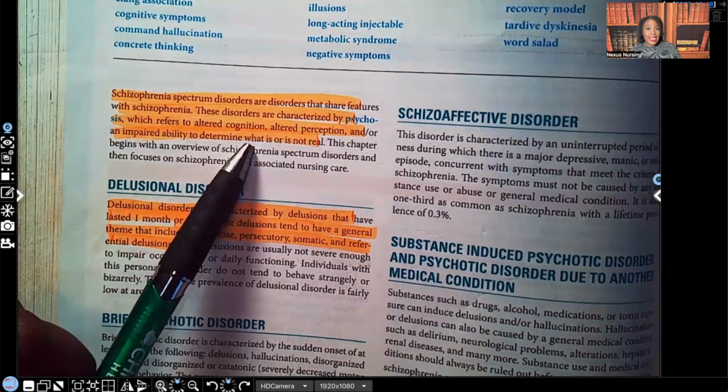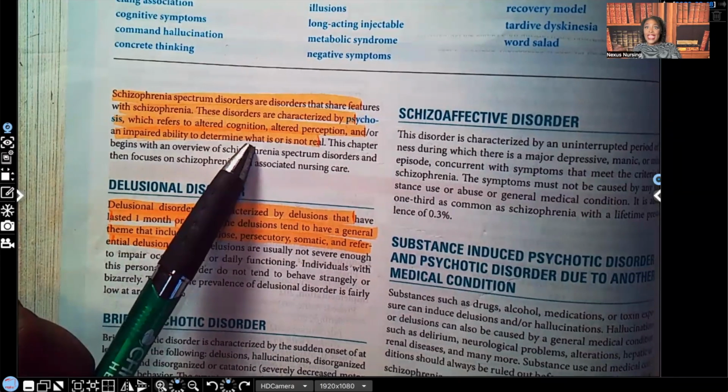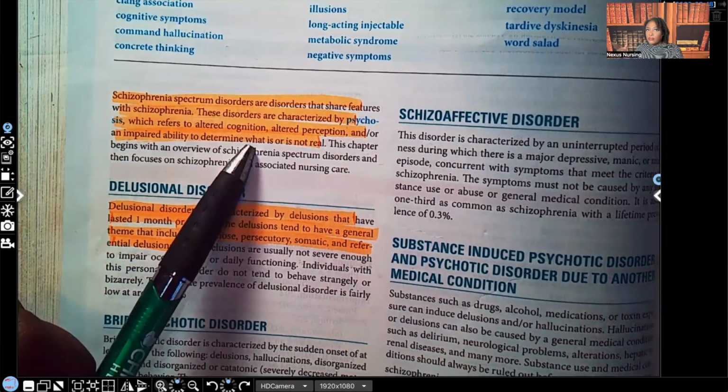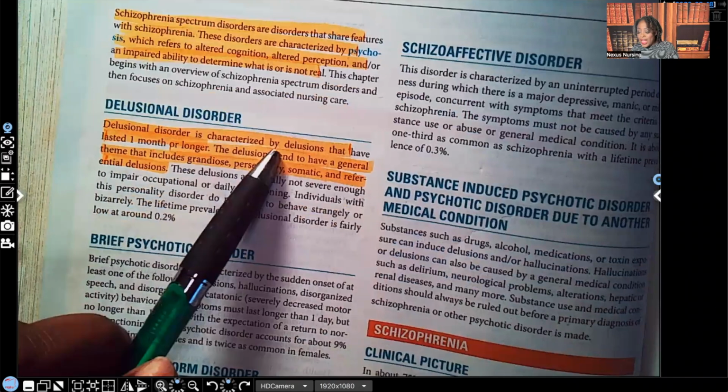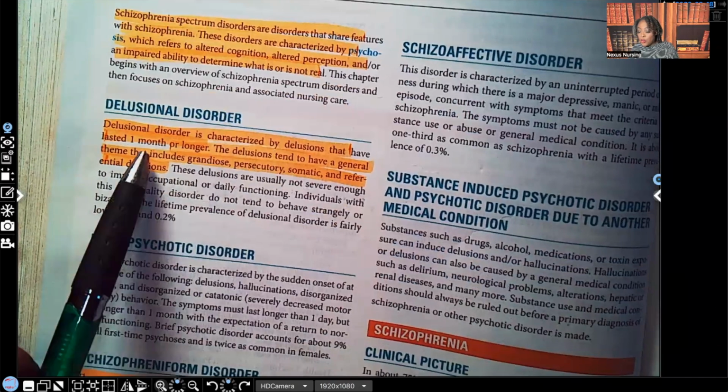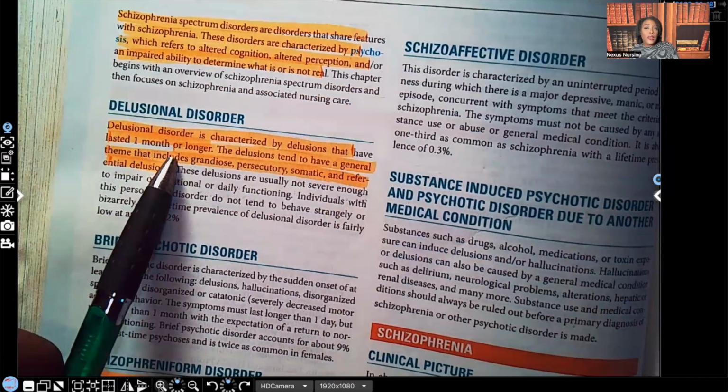So they may see things that are not really there. They may hear things that are not really there. They may have false beliefs, okay? Delusional disorder. Delusional disorder is characterized by delusions that have lasted for 1 month or longer. What's a delusion? A false belief.